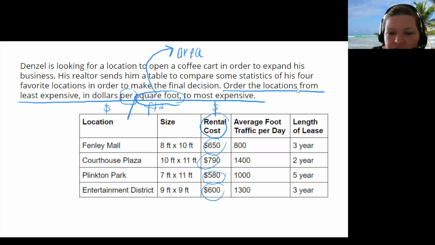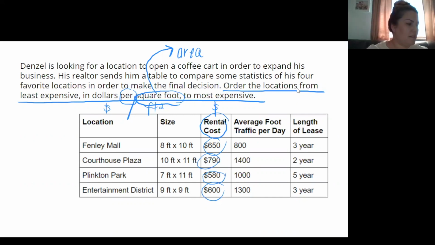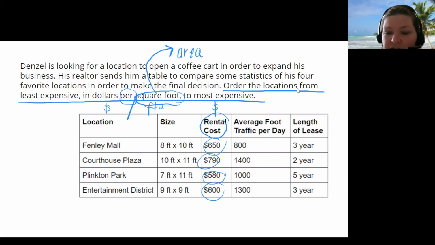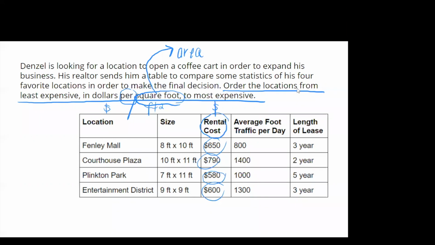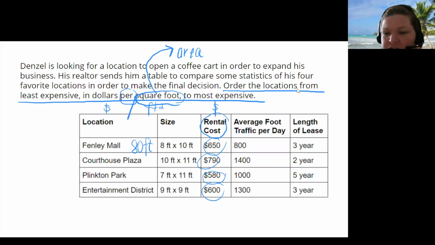Okay, so let's look at the Fenley Mall location. How many square feet is the Fenley Mall location? It's an 8 by 10, 8 feet by 10 feet. So how many square feet would that be? You just multiply. Yeah, we can assume that these locations, because they didn't tell us otherwise, are rectangles. We could just multiply. And that's on the GED formula sheet if you forget it. But yeah, real simple rectangle problem. You just multiply there. So that guy is $650 for 80 square feet.